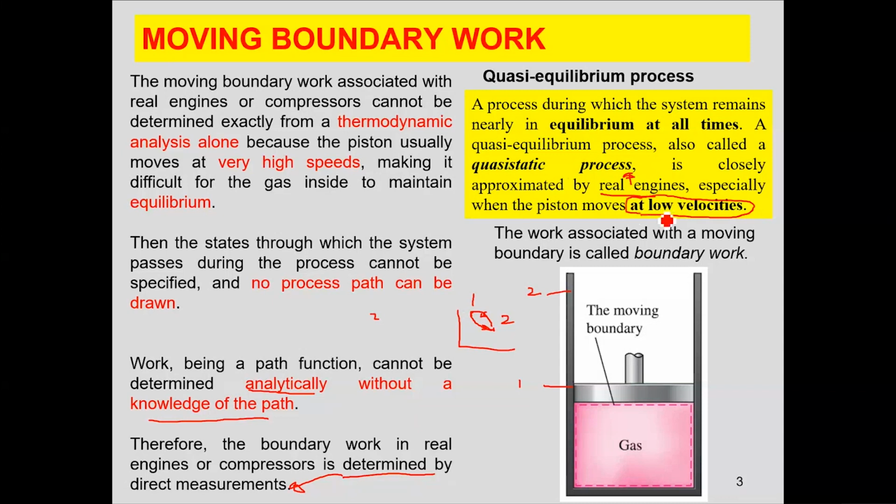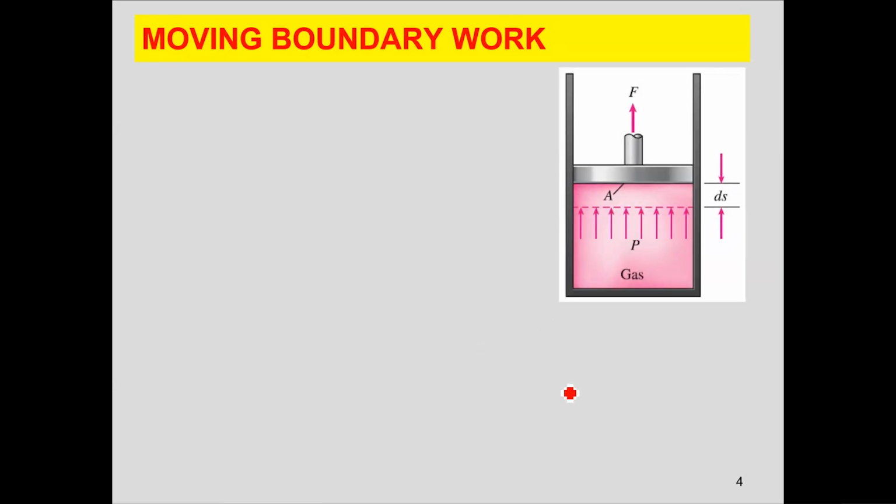So at low velocities you can use the thermodynamic relationships to assess the work done during the movement of the piston or moving of the boundary. Now, how do you determine the boundary work done associated with a quasi-static or quasi-equilibrium process? Let's say your system was initially at this position, and due to the application of uniform pressure, which is occurring at low velocities, your system moved from one state to another state.